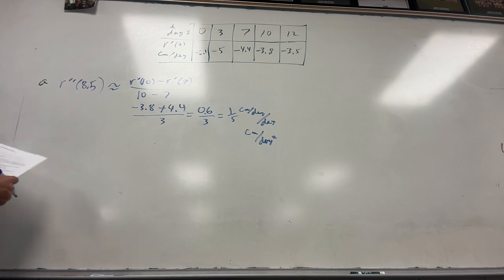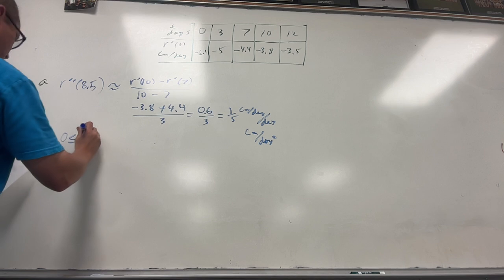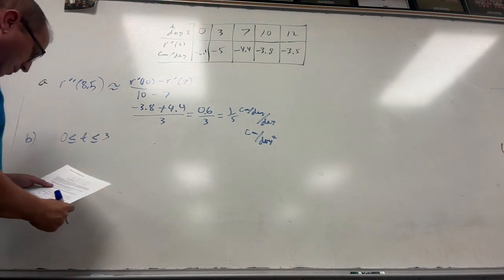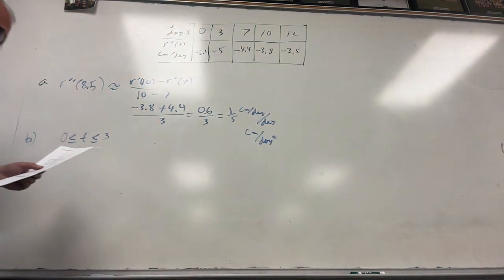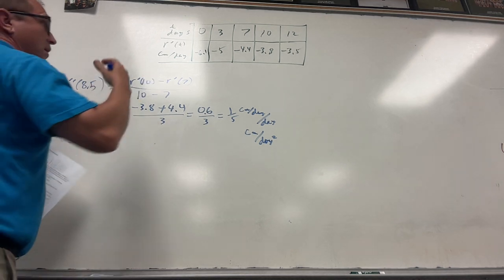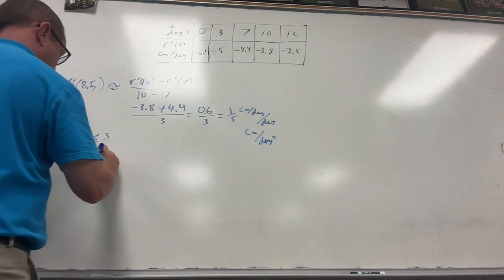On part B here, we've got, is there a time t from 0 to 3 where r prime of t would equal negative 6? Well, they tell us that this function is differentiable. In fact, they tell us it's twice differentiable, the r function is, and based on that, we know that r prime would have to be differentiable. So if r prime is differentiable, then r prime has to be continuous.